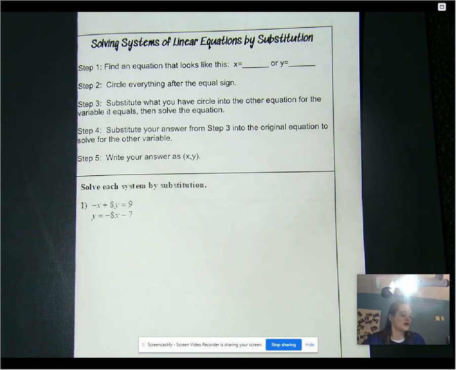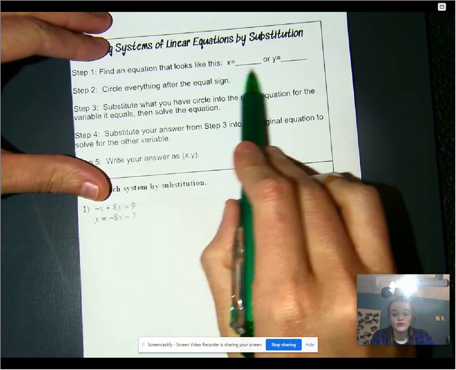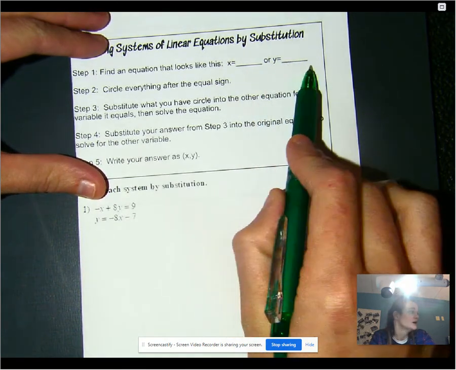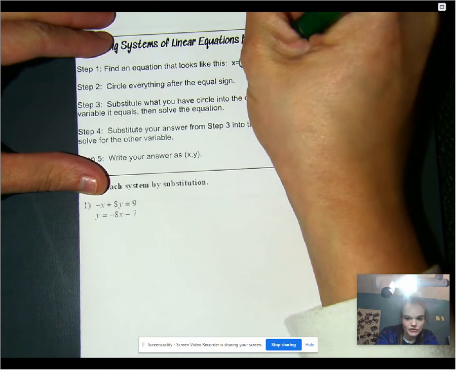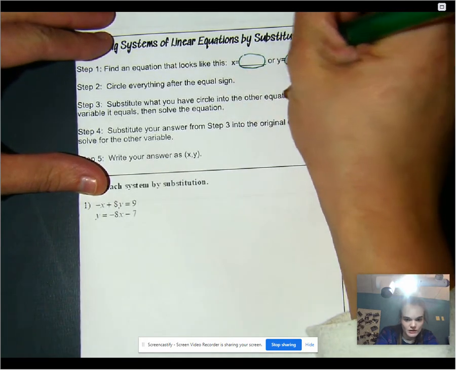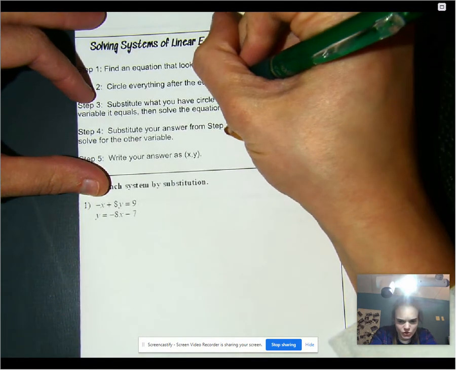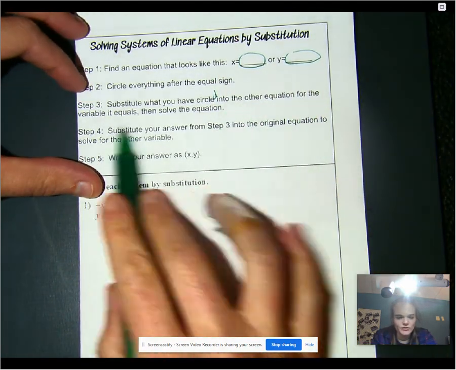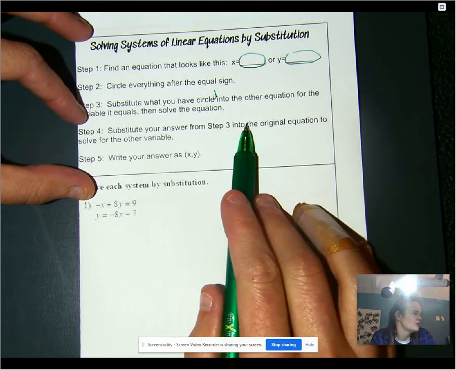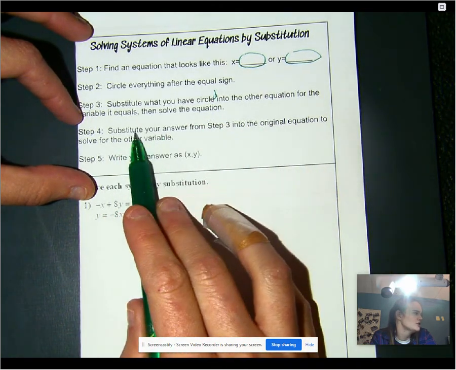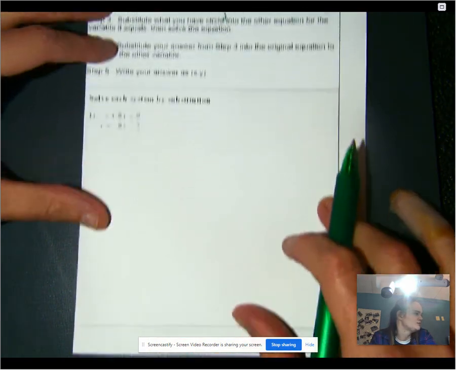So step 1 says find an equation that looks like this. You're either looking for x equals something or y equals something. Then we're going to circle everything that is after the equal sign. Then we will substitute what you have circled into the other equation for the variable it equals. Then we'll solve the equation. Then we will substitute the answer from step 3 into the original equation, and we will write it as x comma y.